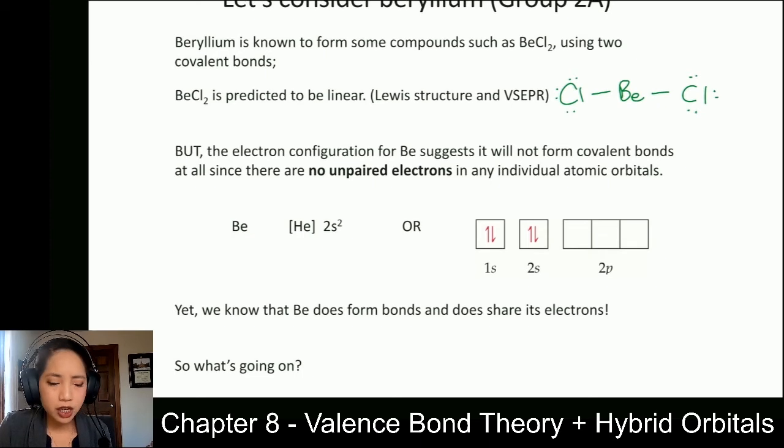So let's first break down that central atom and draw out the electrons that are involved in its valence shell. So if we draw out beryllium and its electron configuration and draw out its orbital diagram, we see that there's 4 electrons on beryllium. 2 of them are in its inner shell, so we know that that's not involved in bonding. But what you see here is that in its valence shell, we do have 2 electrons that can possibly form bonds with chlorine, but they're paired.